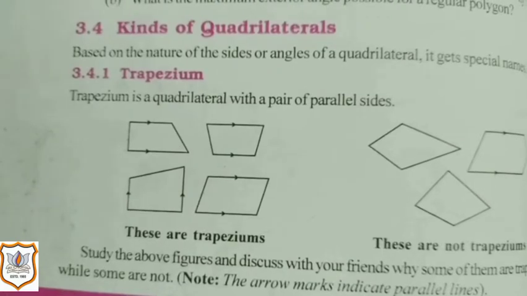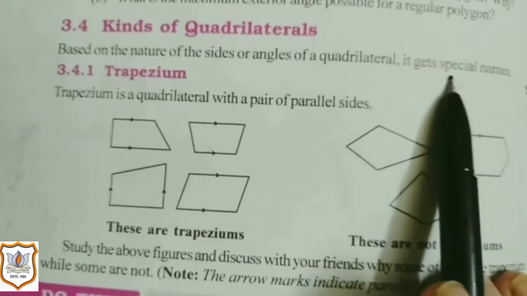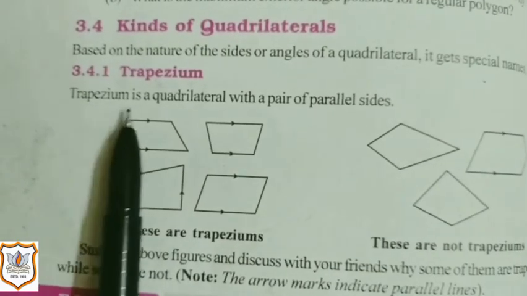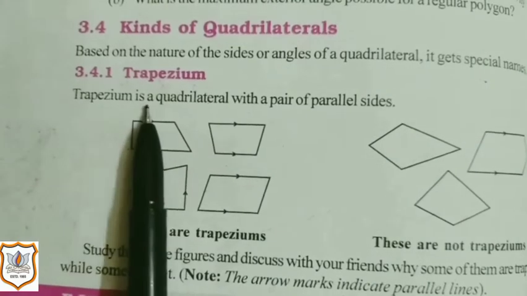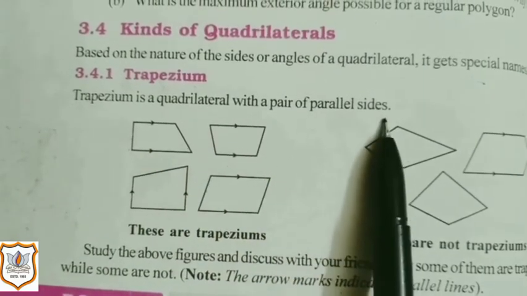Hello students, today we will study about kinds of quadrilaterals. Based on the nature of the sides or angles of a quadrilateral, it gets special names. So, first is trapezium. Trapezium is a quadrilateral with a pair of parallel sides.